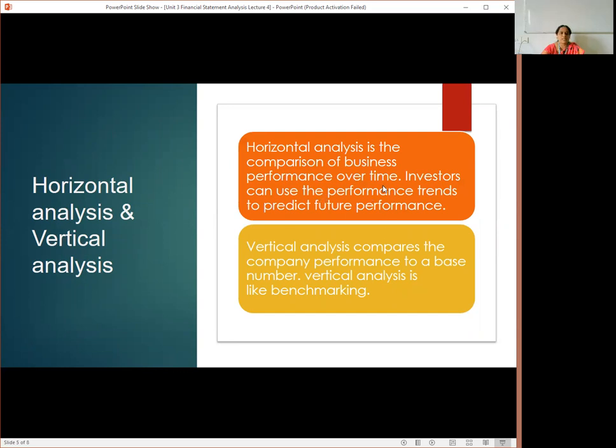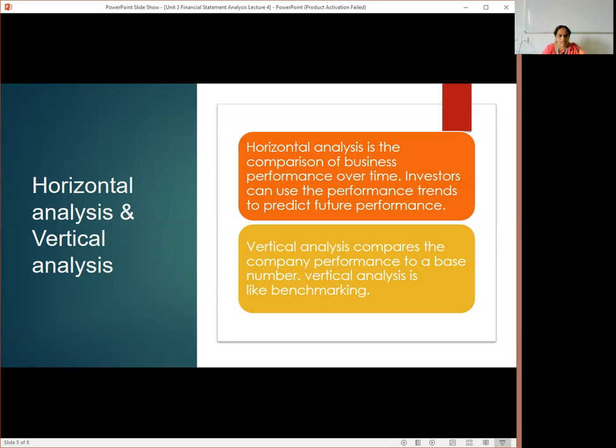So horizontal analysis is the comparison of business performance over a period of time. So you compare a company's performance over a period of time. You compare the first year with the second year, or the first year, second year, and the third year. So investors can use this information to see the performance trend in order to predict the future performance.